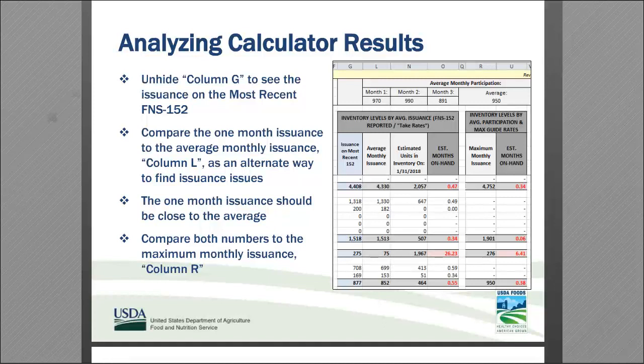In this example, you can see a possible issuance problem in the second to last row. If we compare column G, which is 275, to column L, which is 75, we can see a very large difference. This likely means that the ITO had low or zero issuances on 1 or more months. We would look at the FNS 152 to confirm. The other rows here look fine. In each case, the most recent issuance and average issuance are very similar to each other and to the maximum monthly issuance.